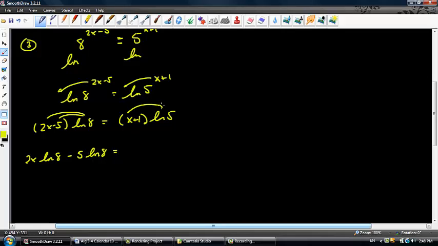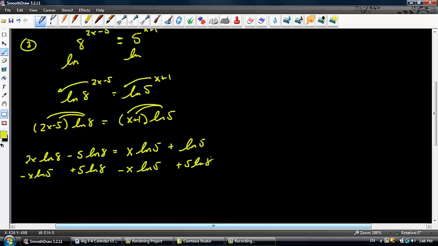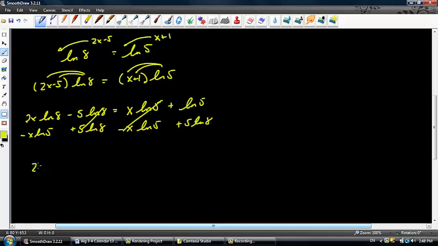I'm going to distribute the natural log of 5 in, so I get x times the natural log of 5 plus 1 times the natural log of 5, which is just the natural log of 5. Okay, I've got to get all the x's to one side, so I'm going to subtract x ln 5 from both sides. In doing that, I'm also going to add 5 ln 8 to both sides. So those are going to go away. I end up with 2x ln 8 minus x ln 5 equals 5 ln 8, that came from this side, plus ln 5.